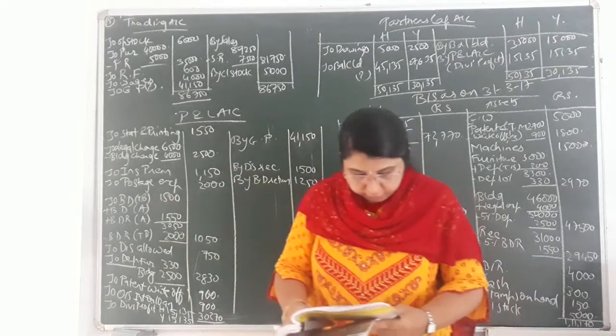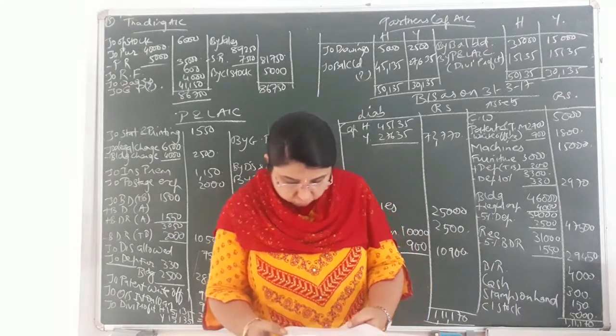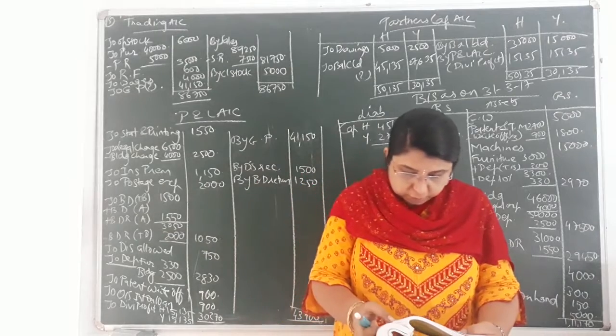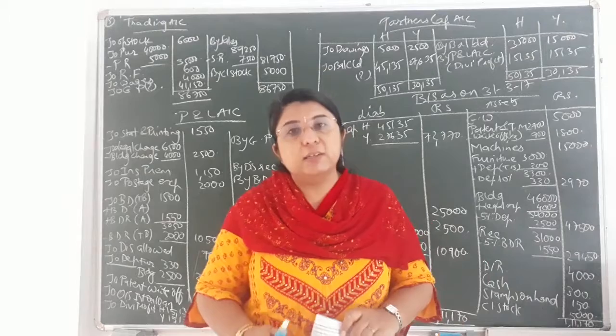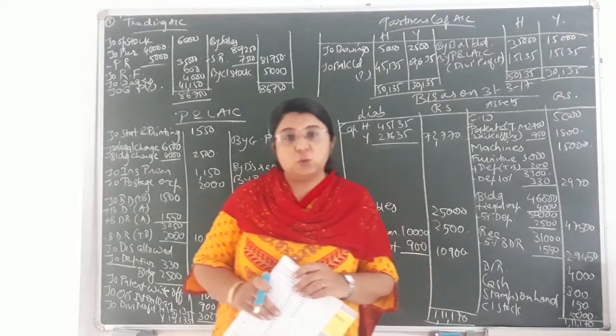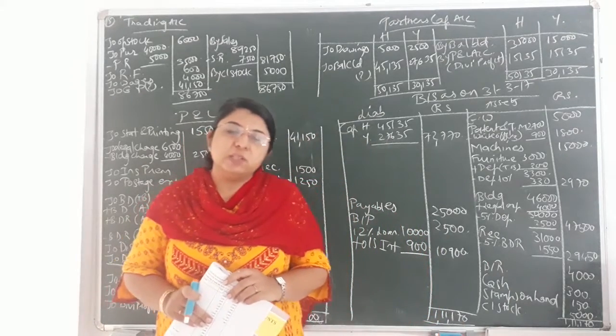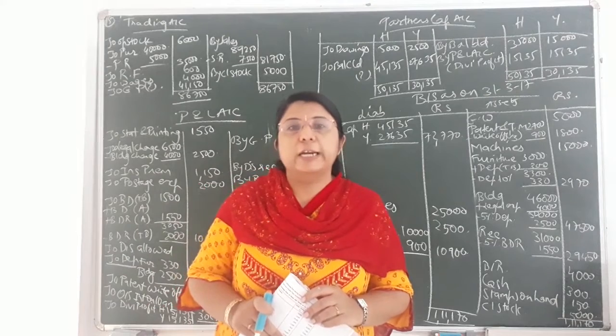Okay, then afterwards, discounts that are given to you, 750 and 1,500. Now whatever the debit balance, that is discount allowed, it is one kind of expense, and whatever the credit balance, that is discount received, that is one kind of income.